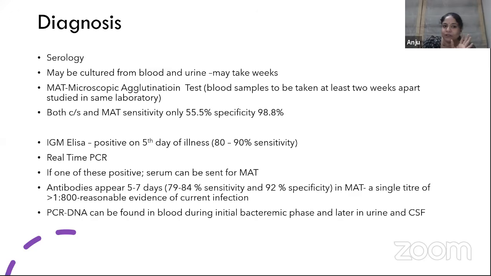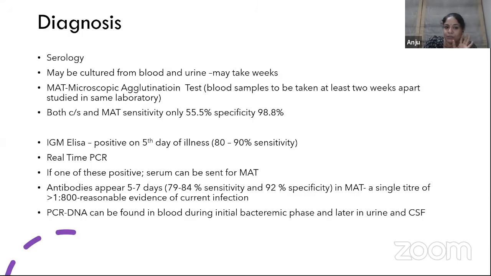Diagnosis is mainly by serology. Leptospira can be cultured from blood and urine, but it may take weeks. Microscopic agglutination test is the gold standard, where blood samples have to be taken at least 2 weeks apart and studied in the same laboratory. Both culture and MAT sensitivity are only 55.5% with a specificity of 98.8%. Commonly, what we do is the IgM ELISA, which comes positive on the 5th day of illness with 90% sensitivity.